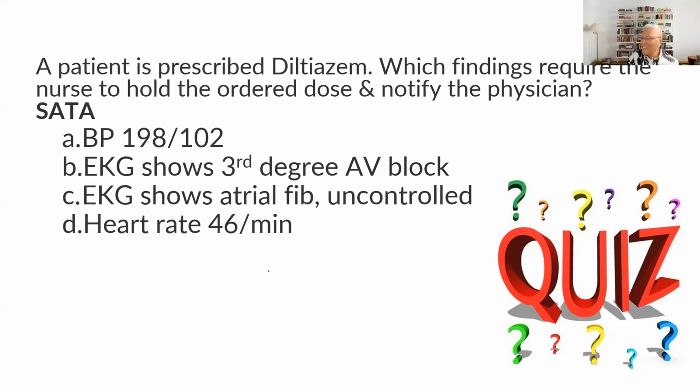Okay, excellent. You certainly don't want to give it in a case of third-degree heart block and also with a slow heart rate. We would give it for patients with a blood pressure of 192/102, and also for patients with atrial fib, particularly with rapid response.